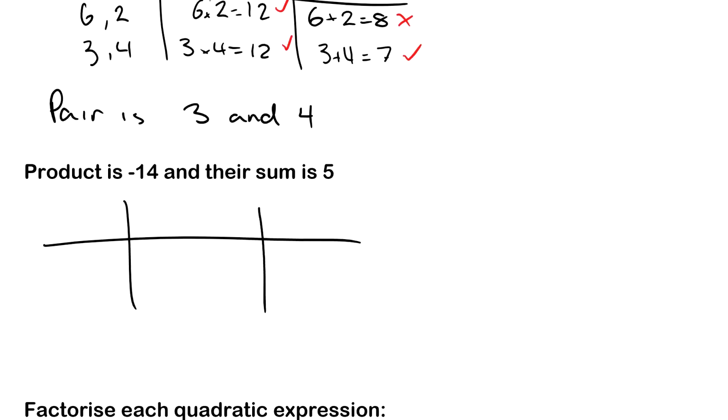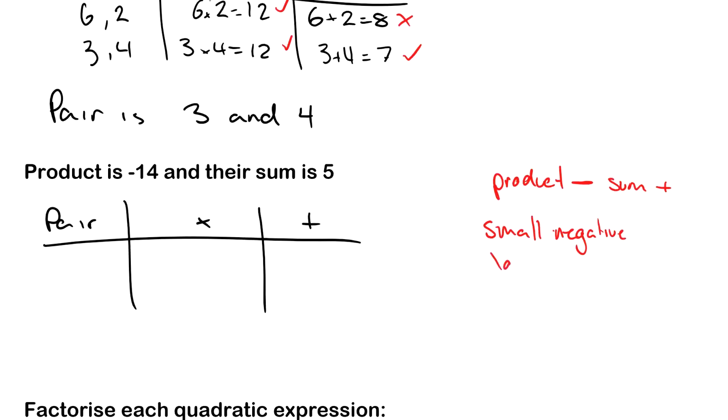We have another one here. I can draw a quick table: times, plus, and my pair. We have a product that's negative. When you have a product that's negative, it means one of your numbers has to be a negative number. If your product is negative and your sum is positive, like in our case, we have a small number that's negative and a large positive.